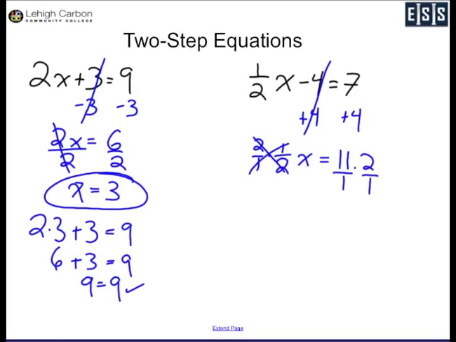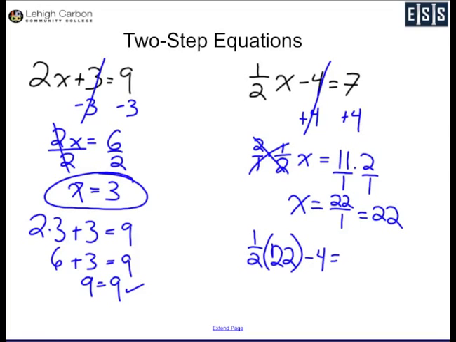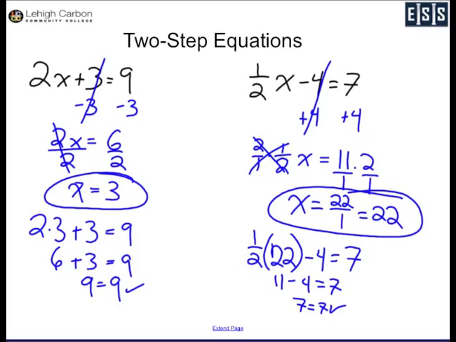2's cancel, 1's cancel. X equals 11 times 2 is 22. 1 times 1 is 1. 22 divided by 1 is 22. So let's check this. 1/2 times 22 minus 4 equals 7. 1/2 of 22 is 11 minus 4 equals 7. 7 equals 7. Yes. There is my answer.